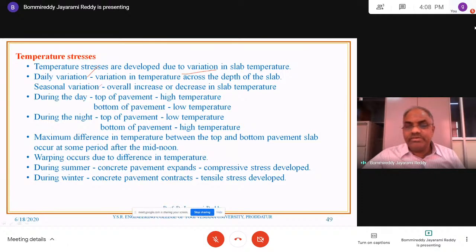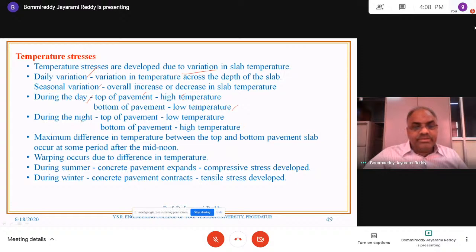Seasonal variation. That means overall increase or overall decrease of the slab temperature will be based on the seasonal variation. And during the day, the top of the pavement has high temperature. The high means more temperature. During the day, the top of the pavement is subjected to more temperature than the bottom. Bottom is lower temperature, top is higher temperature, that you know, during the day.